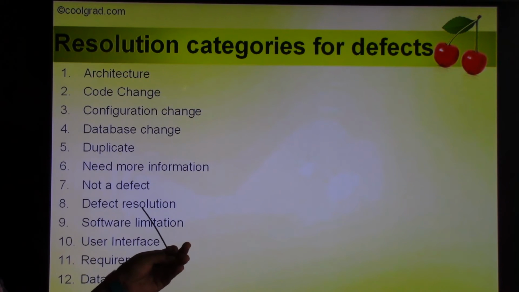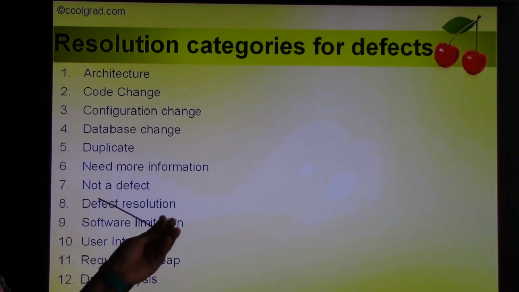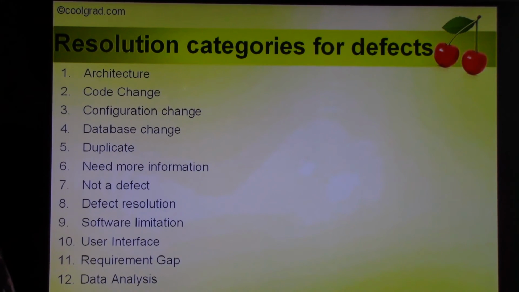Defect resolution, meaning there was a defect that was logged, and in some miscellaneous random way they resolved it. They discussed it, they tried to tweak something around, and if it doesn't fit in any of the other categories, we say it was resolved in some generic way.